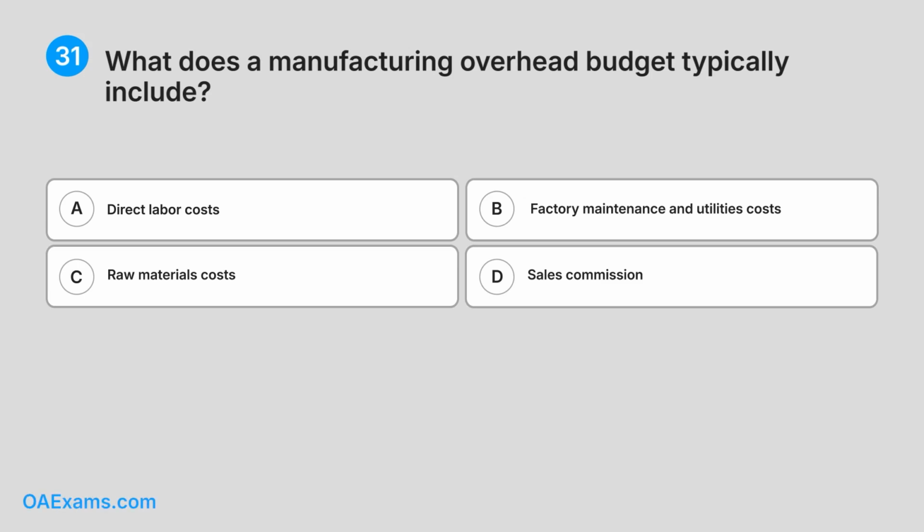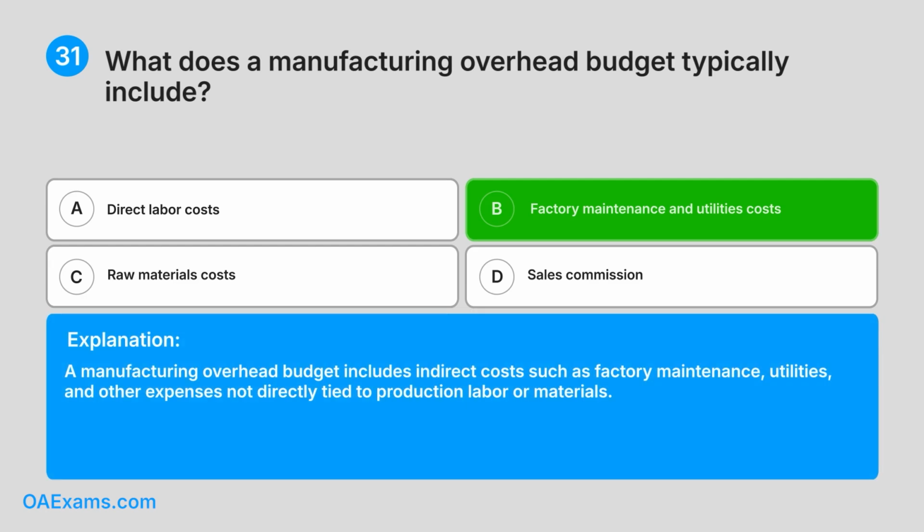31. What does a manufacturing overhead budget typically include? A. Direct labor costs. B. Factory maintenance and utilities costs. C. Raw materials costs. D. Sales commission. Do you know the answer? Correct answer: B. Explanation: A manufacturing overhead budget includes indirect costs such as factory maintenance, utilities, and other expenses not directly tied to production labor or materials.